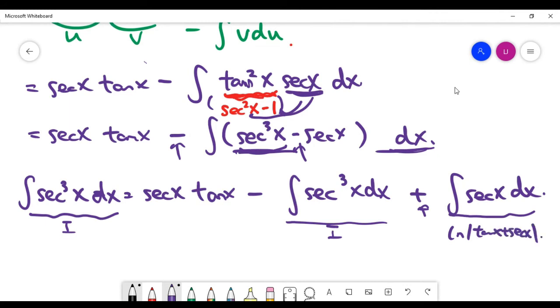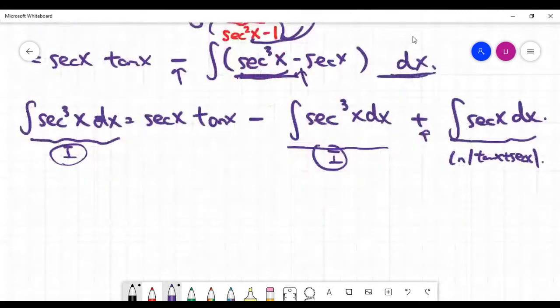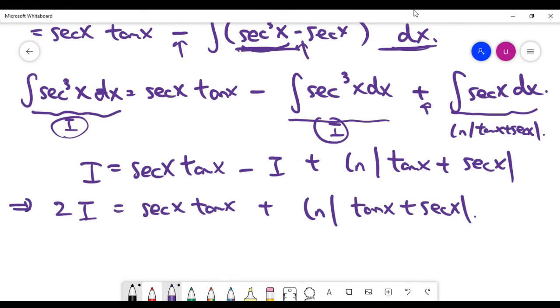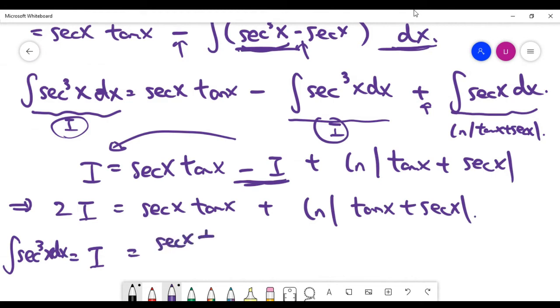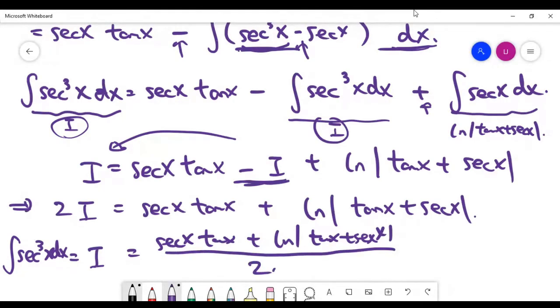So it means what? I can bring the two terms together by algebra. So it means we have the next steps. So please look at the steps that I wrote here. I'm pulling the minus I to the left-hand side, right? So now the left-hand side has got two copies of I, which is 2I, equals something in the right-hand side. So it means the answer we have for the integral of secant cube x is gonna be secant x tangent x plus ln of tangent x plus secant x. And we just have to divide the whole by 2. And that's the final answer to the secant cube x here, right?